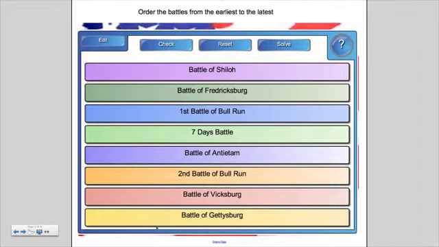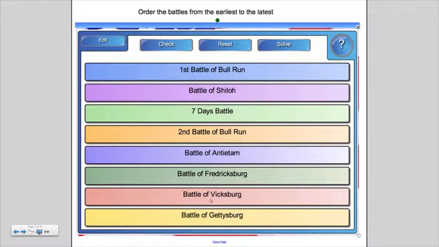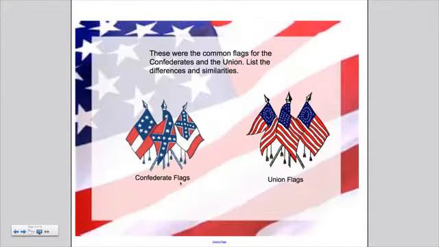Hopefully you wrote the first Battle of Bull Run first, then the Battle of Shiloh, the Seven Days Battle, the second Battle of Bull Run, the Battle of Antietam, the Battle of Fredericksburg, the Battle of Vicksburg, and the Battle of Gettysburg last. Okay, let's do another activity.